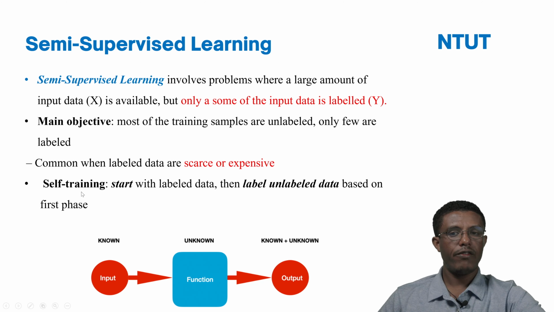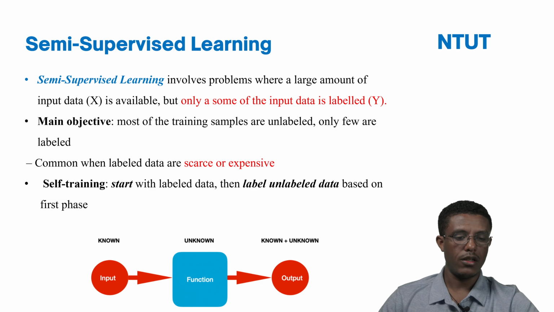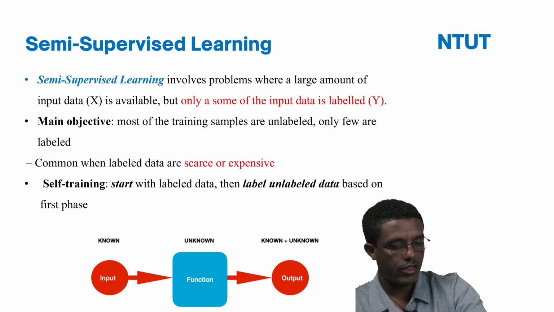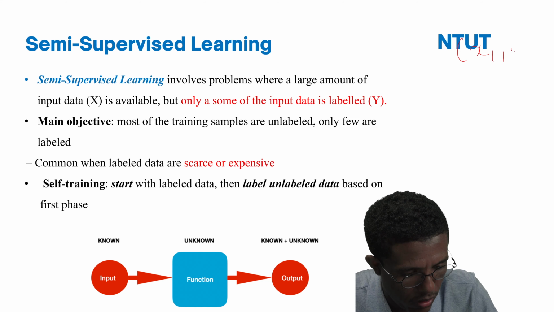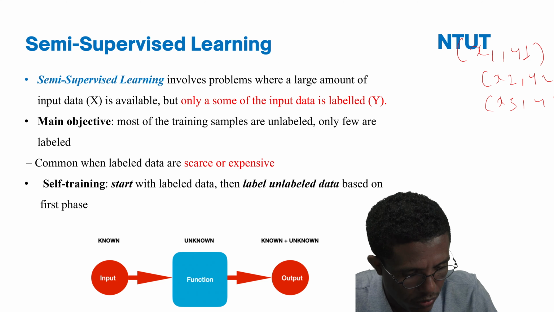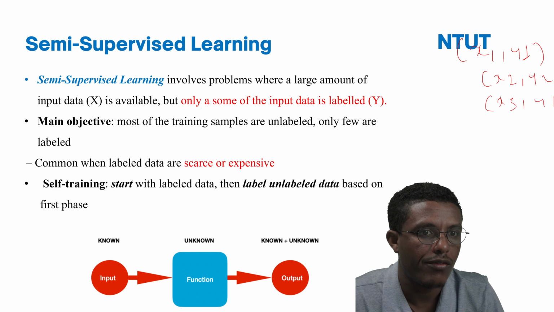Self-training means that in this case, we start with labeled data, and then the unlabeled data is labeled based on the first phase. So the unlabeled data is learning based on the few labeled data. For example, we have some data like x1, y1, x2, y2, x3, y3. We have this type of data.